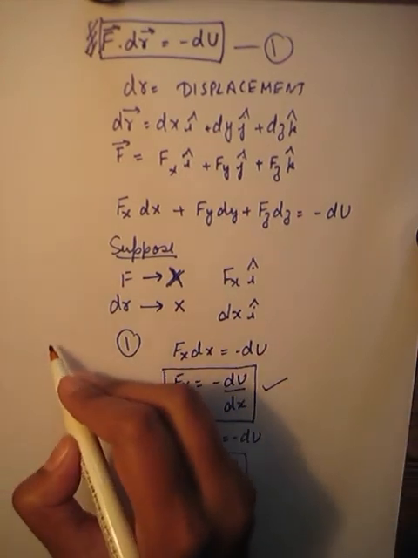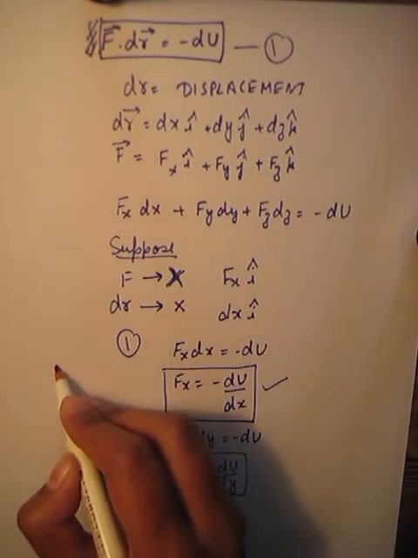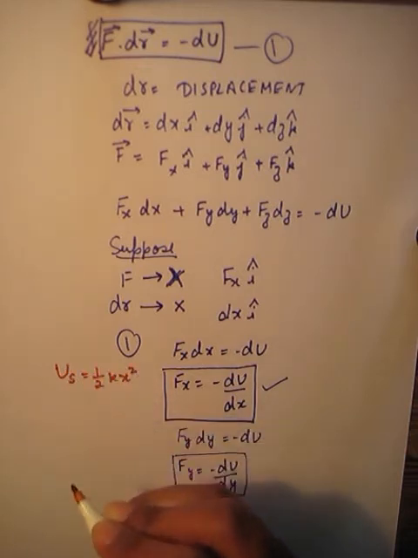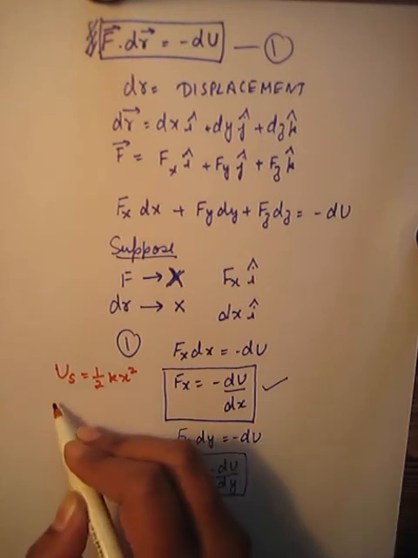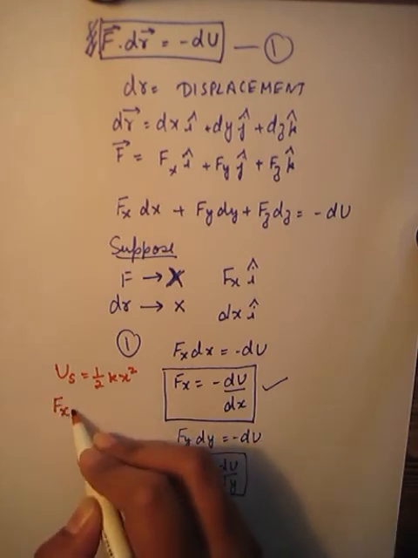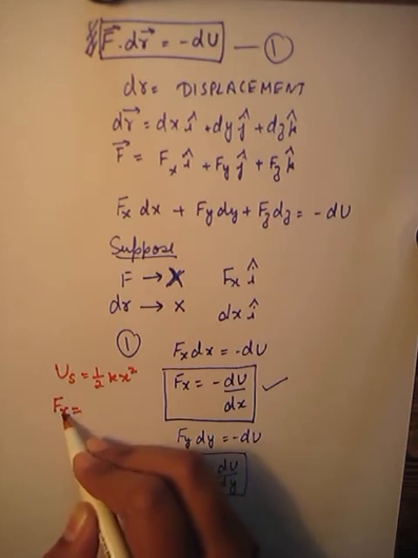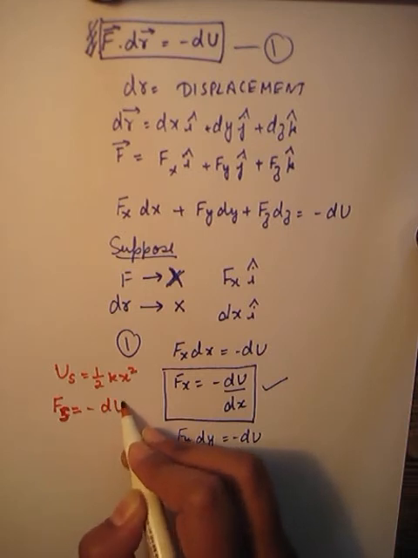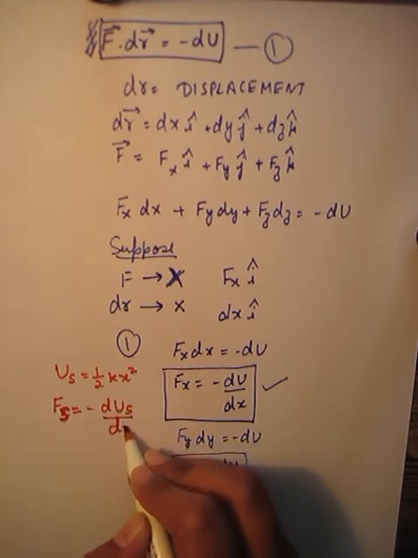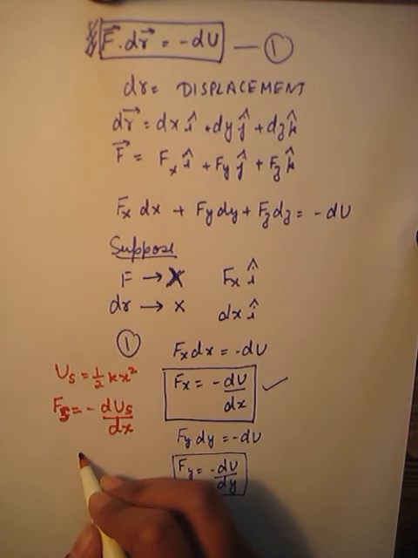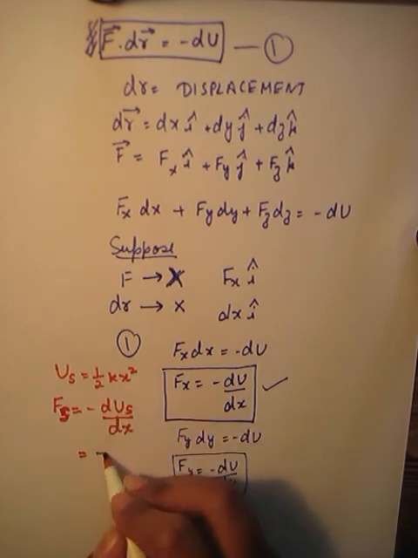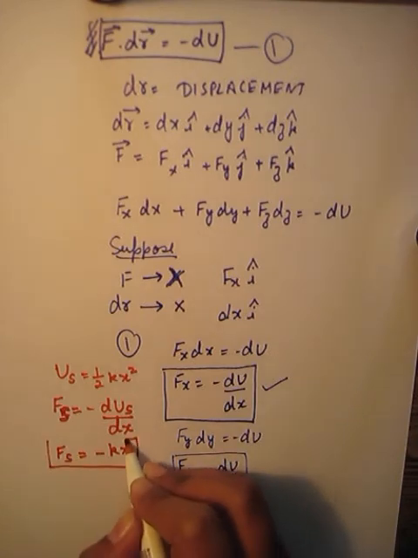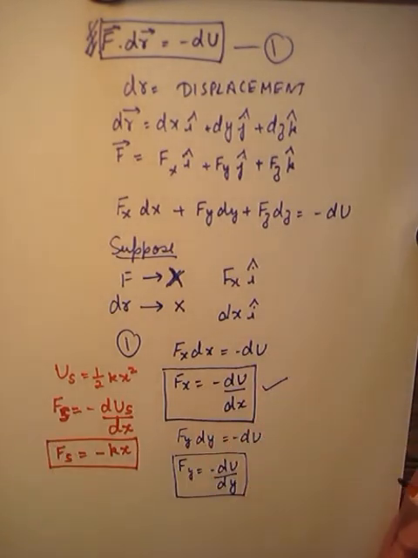Now we know that the spring potential energy is given by half kx squared. So if we have to find out Fx, the spring force, it will be minus dU spring upon dx. So if we take a derivative of it, it will be minus kx. So this indeed is the spring force. So it means this relation is correct.